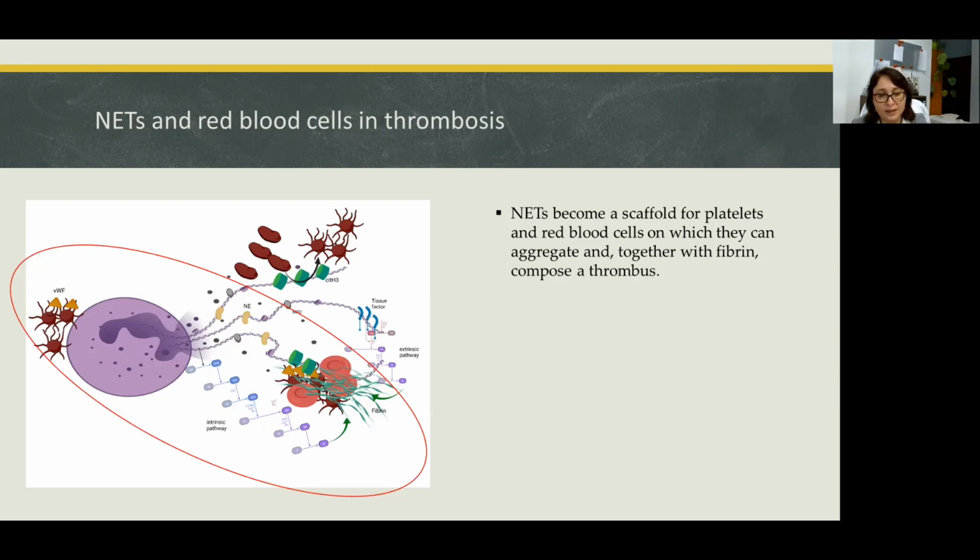So, as you can see in this picture, NETs become a scaffold for platelets, but also for erythrocytes that are trapped in one thrombus. We have to take into consideration that red blood cells which are entrapped in the neutrophil extracellular traps may be damaged and they may hemolyze. And hemolyzing red blood cells may also promote neutrophil extracellular traps release.